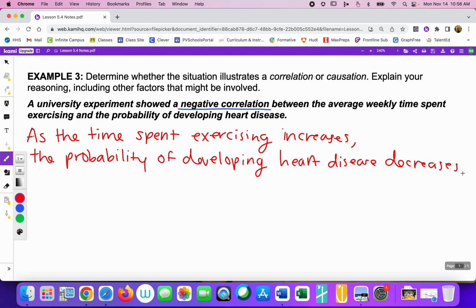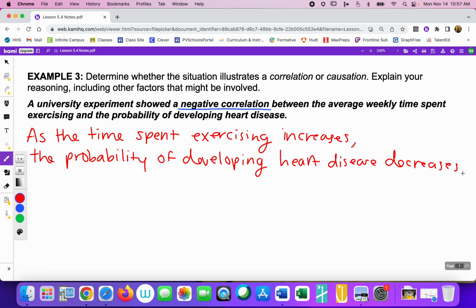Do we think this is a causation? Yes. In what way? Like, explain your thought. The time spent exercising causes a probability of being healthy. Now, you don't necessarily have to use the words up here. So are you guys telling me, generally speaking, is this a proven statement? Maybe, maybe not. Okay. But generally, more people that exercise probably have a decreased probability of developing heart disease. Okay. So you can do that in your own words.